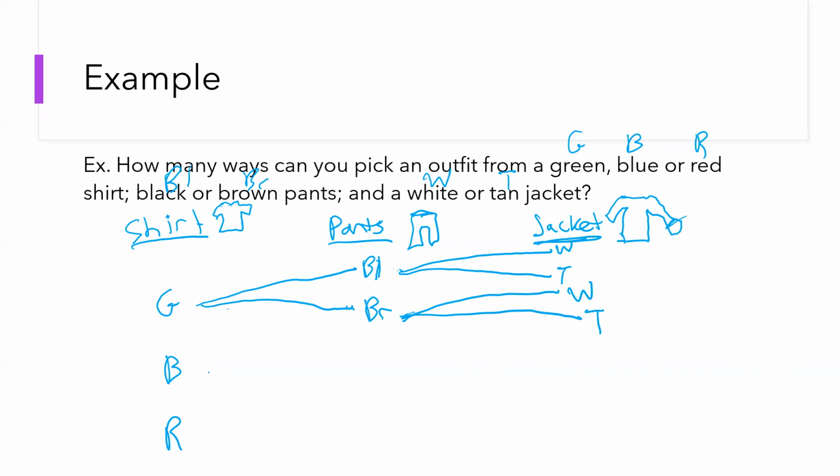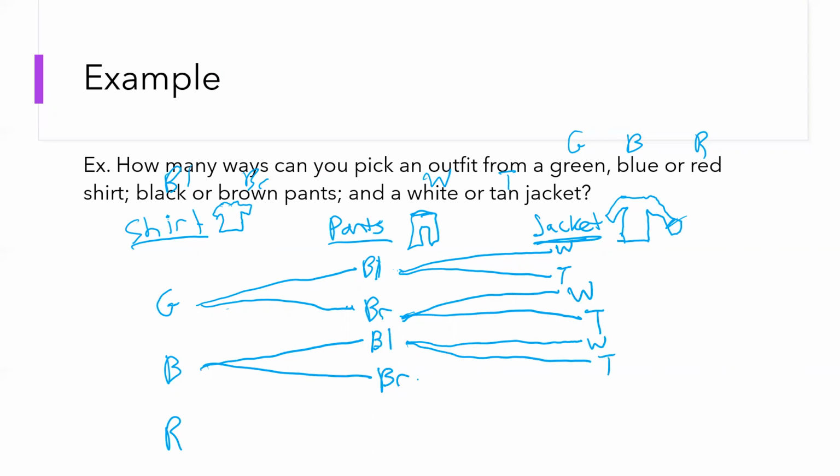We have blue. So if I chose a blue shirt, same idea as before, I can choose a blue shirt with black pants, or I could choose a blue shirt with brown pants. And then from that, I can still make two more choices for the coat. And I apologize, I'm really running out of space here. White or tan. And same with this one, I have white or tan.